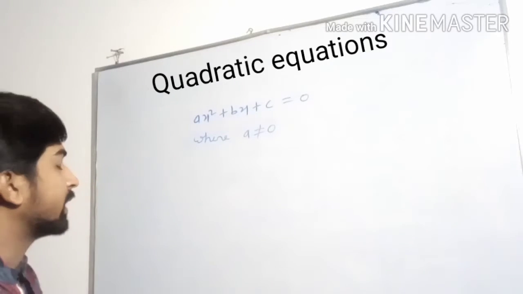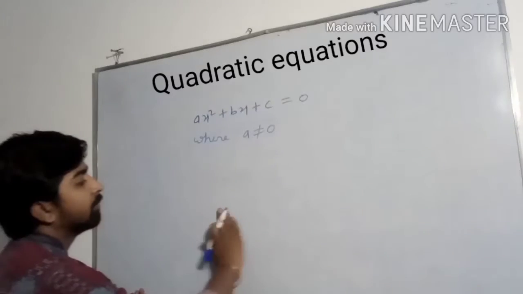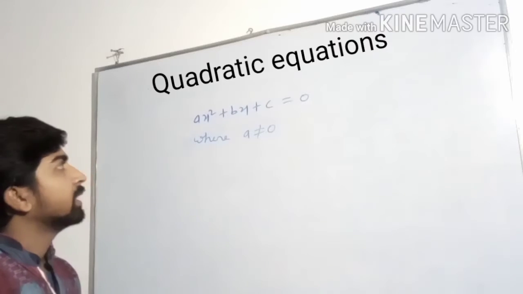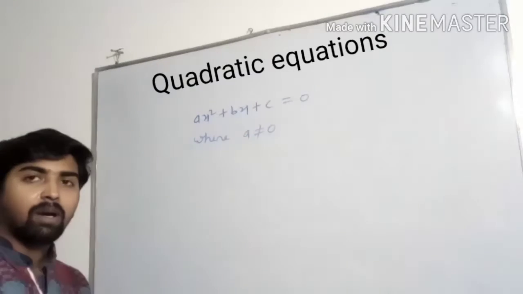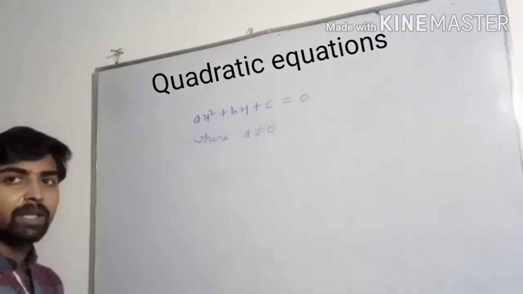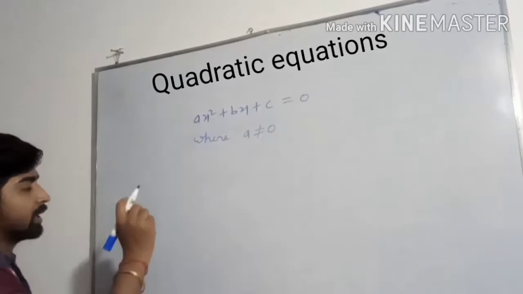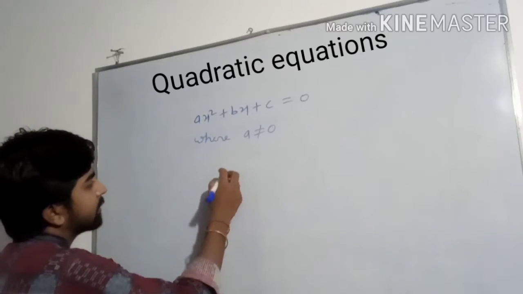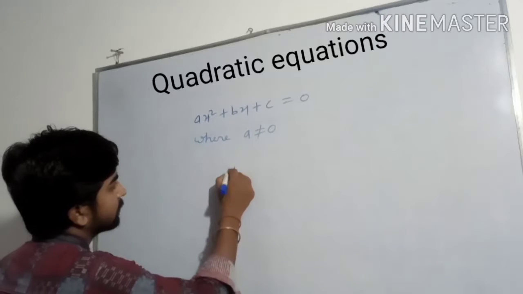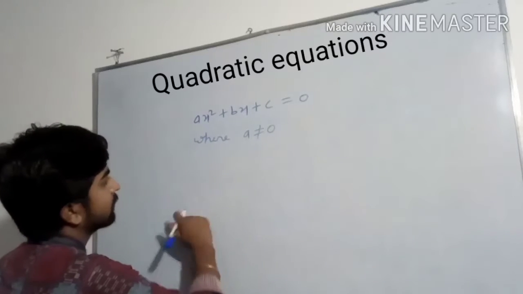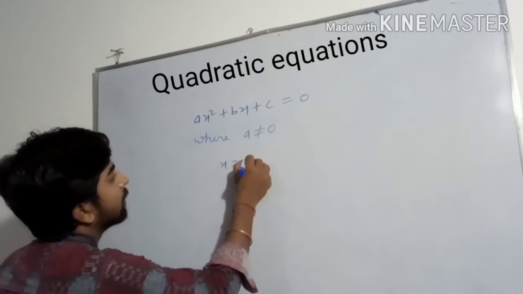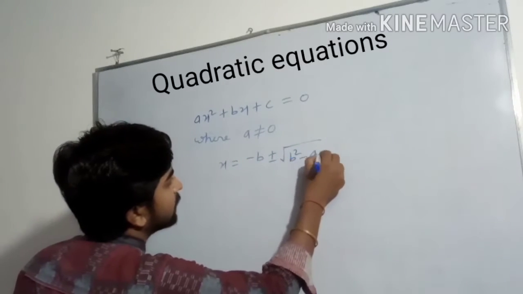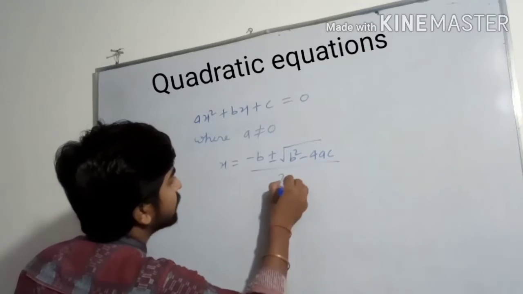The roots of a quadratic equation. The values of x which satisfy this quadratic equation are called the roots of the quadratic equation. Now, the roots of the quadratic equation ax² + bx + c = 0 are x = (-b ± √(b² - 4ac)) / 2a.